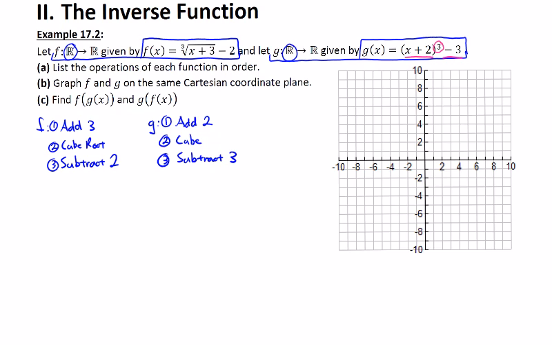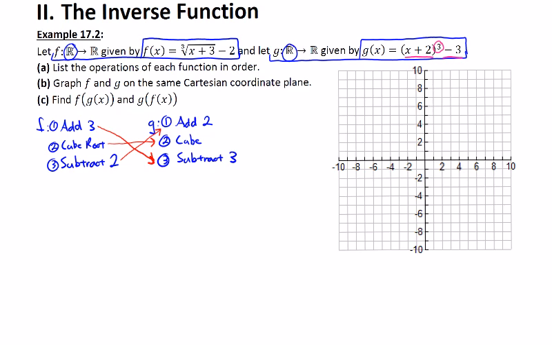If you look at step 1 on F, and you try to compare it to step 3 on G, these are what we call inverse operations. Adding and subtracting are inverse operations, and here we're adding 3 on F and then subtracting 3 on G. Those are a very interesting pair of operations. And we can do the same thing with step 3 of F and step 1 of G. Subtract 2 and add 2. Those are also inverse operations. And even step 2 to step 2, cube root and cubing, those are inverse operations of each other.